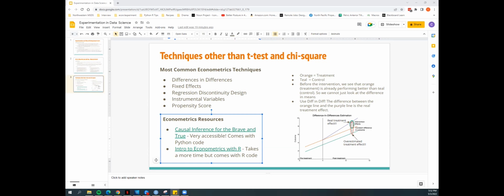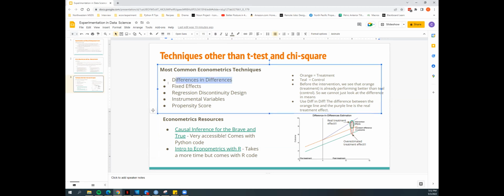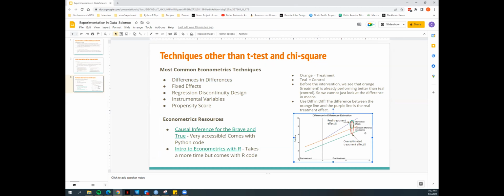But I did want to cover one econometrics technique, and that's this first one, difference in differences, just to show you how cool these techniques can be. If we look at this chart in the bottom right, let's say that the orange line is the treatment group and the teal is the control group. We can see that the orange treatment group is already performing better than the control group, right? The orange line is higher than the teal control group line.